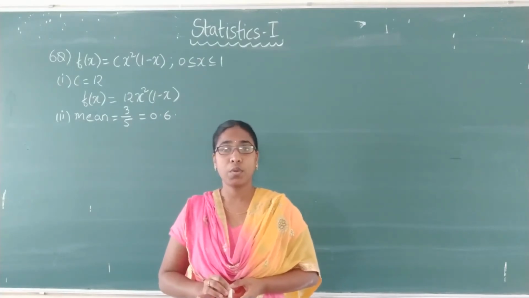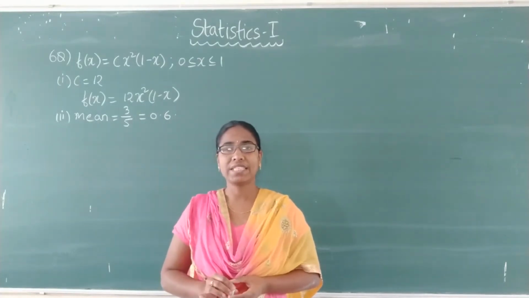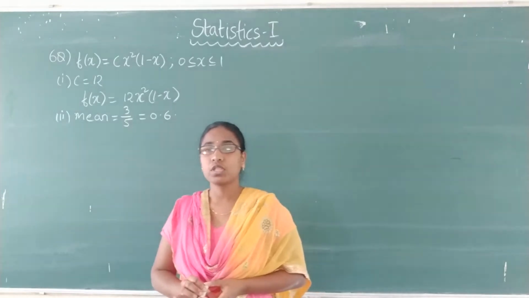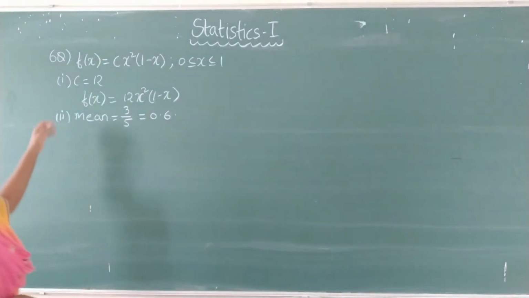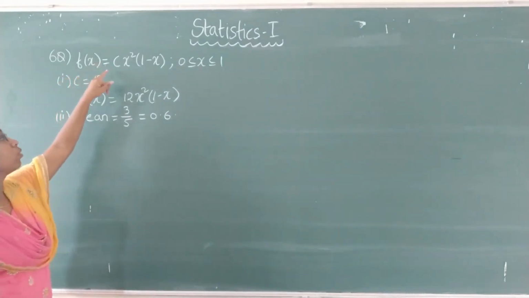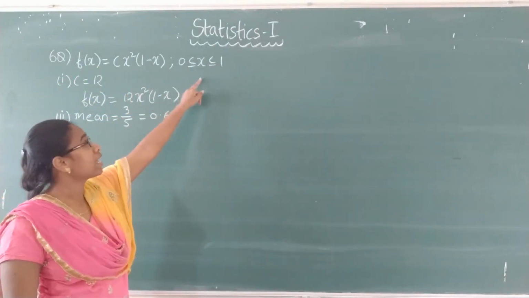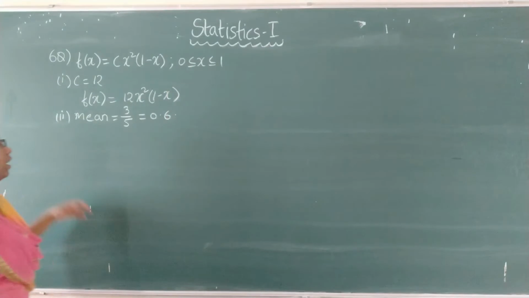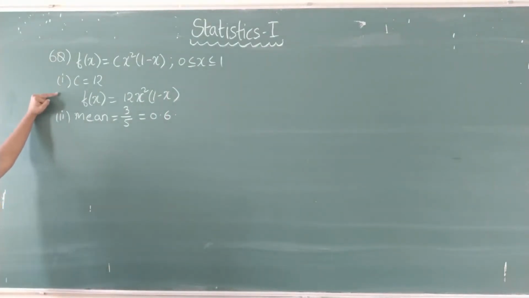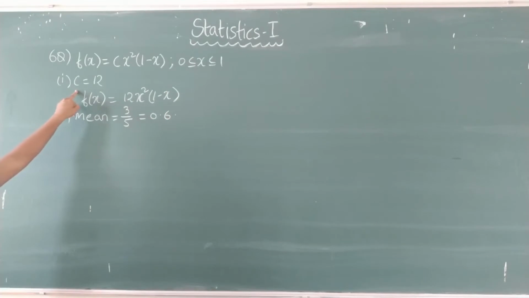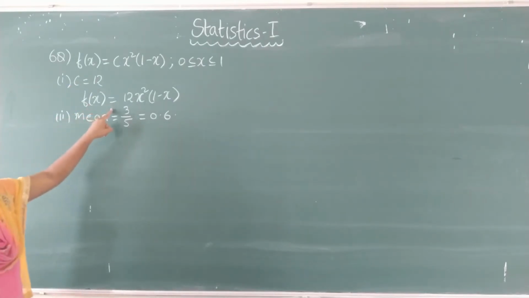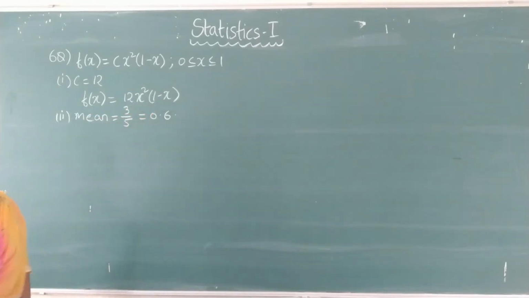We have done the one problem completely, and the second problem we will continue today. So what was the last class problem? The PDF was given as f of x equals c x square into 1 minus x, where x lies between 0 to 1. From the first bit we determined the constant c value. We got it as 12. By substituting the c value in the PDF, we get f of x equals 12 x square into 1 minus x.